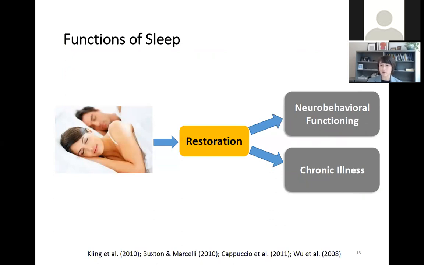Probably for the workplace, the most important function of sleep is this idea of restoration, or that sleep serves to regenerate and rejuvenate our resources at night. This is really important because when we have this restoration of our physical, psychological, and cognitive resources, what we see is better neurobehavioral functioning and also lower levels of chronic illness risk. Let me go into a little bit more detail on that in the next slide.